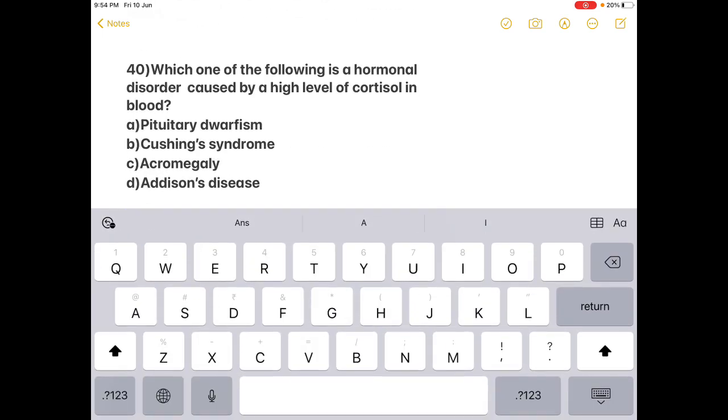This is an interesting question. Which one of the following is a hormonal disorder caused by a high level of cortisol in the blood? Option A, pituitary dwarfism. Option B, Cushing syndrome. Option C, acromegaly. Option D, Addison disease. The correct answer here is B. A high level of cortisol in the blood causes Cushing syndrome, whereas a low level of cortisol causes Addison disease. So this is vice versa. Cushing syndrome is due to a high level of cortisol. A low level of cortisol causes Addison disease.